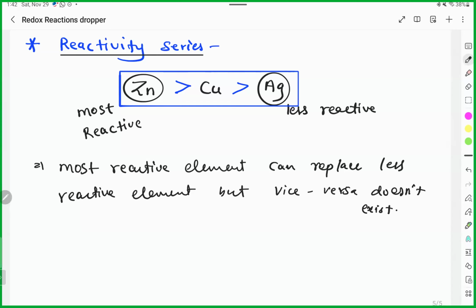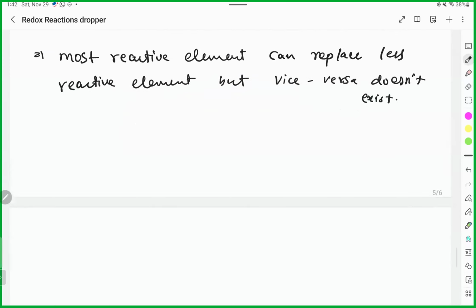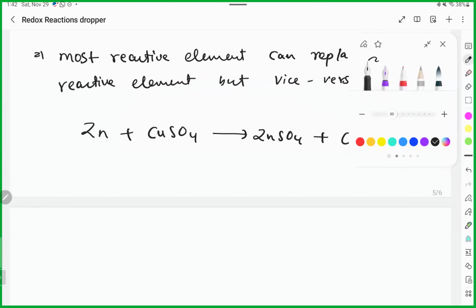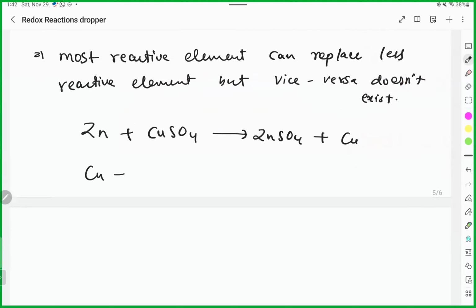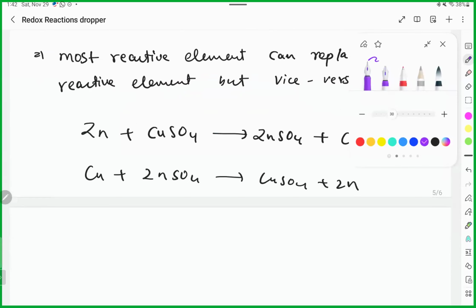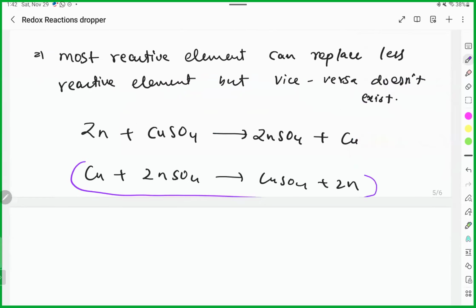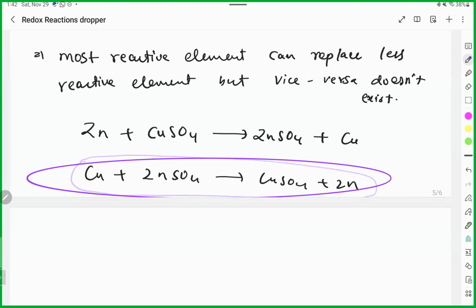Understood? It means if you see zinc react with copper sulfate, it can form zinc sulfate plus copper. But you cannot do this reaction: copper reacting with zinc sulfate and forming copper sulfate and zinc. This is not possible. Why? Less reactive element cannot replace more reactive element.